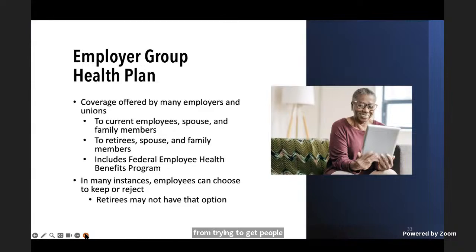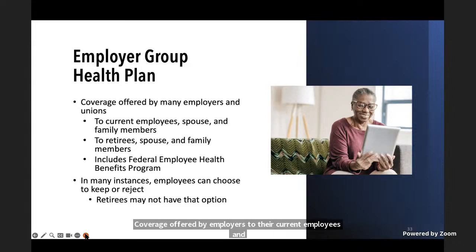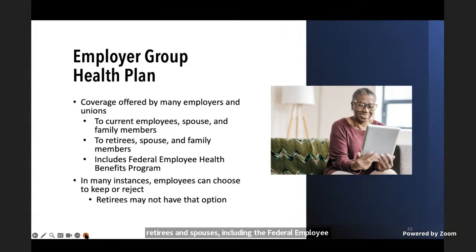Coverage offered by employers to their current employees and retirees and spouses, including the Federal Employee Health Benefits Program, may be secondary payers to Medicare. Okay, so I work for the Texas A&M system, and when I turn 65, I'm going to get a nice letter from Human Resources that says, "Hi, happy 65th birthday. We hope you enrolled in Medicare. If you didn't, you need to."